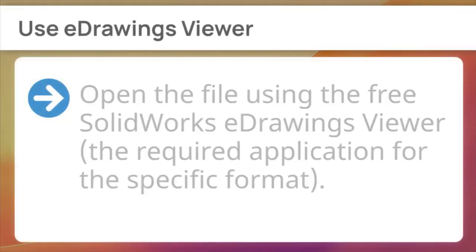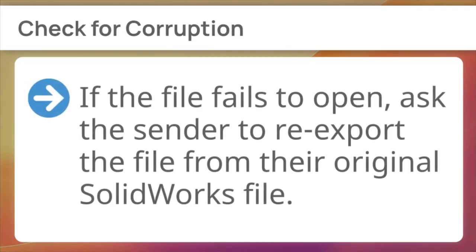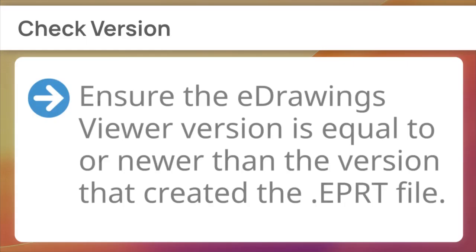First, use eDrawings Viewer. Open the file using the free SolidWorks eDrawings Viewer, the required application for the specific format. Next, check for corruption. If the file fails to open, ask the sender to re-export the file from their original SolidWorks file. Finally, check version. Ensure the eDrawings Viewer version is equal to or newer than the version that created the .ePRT file.